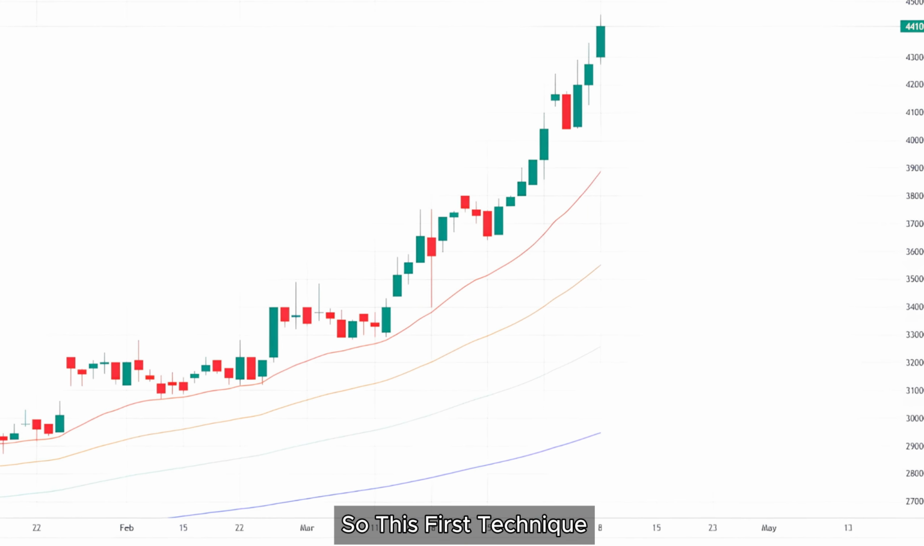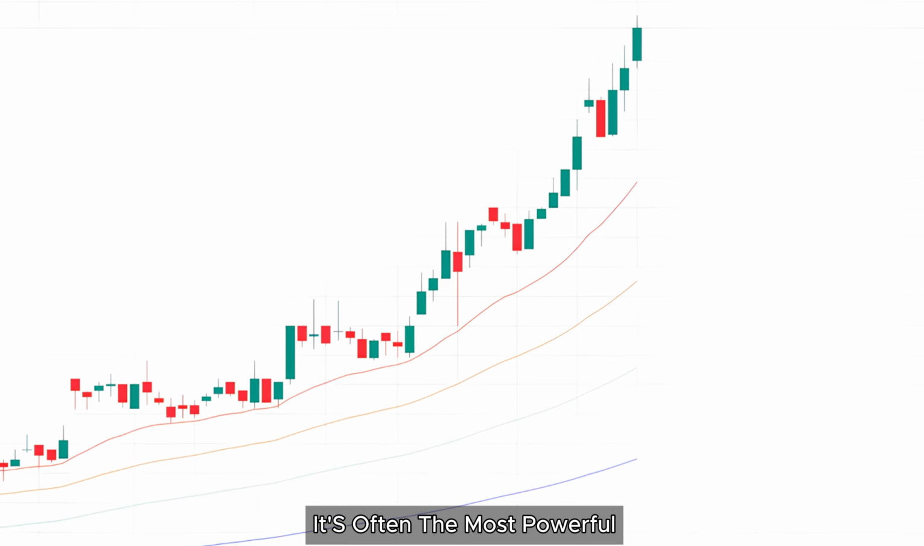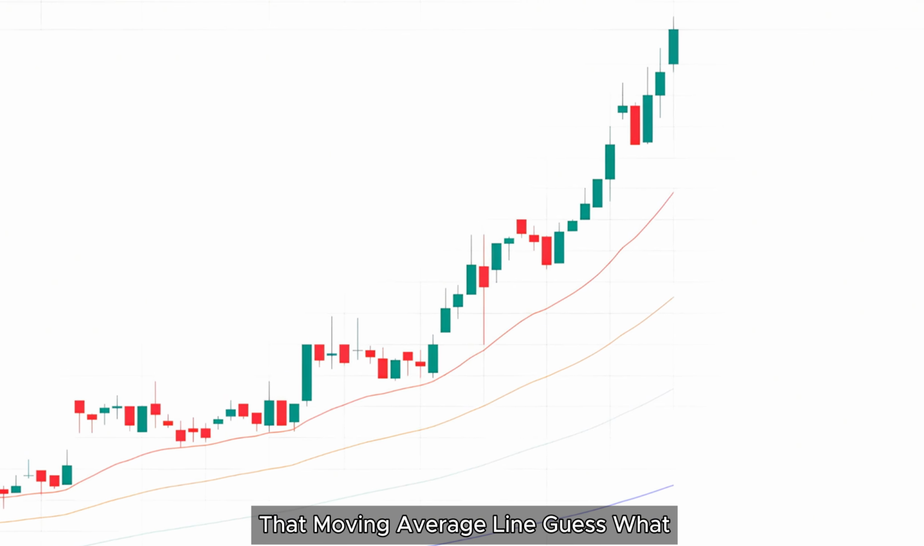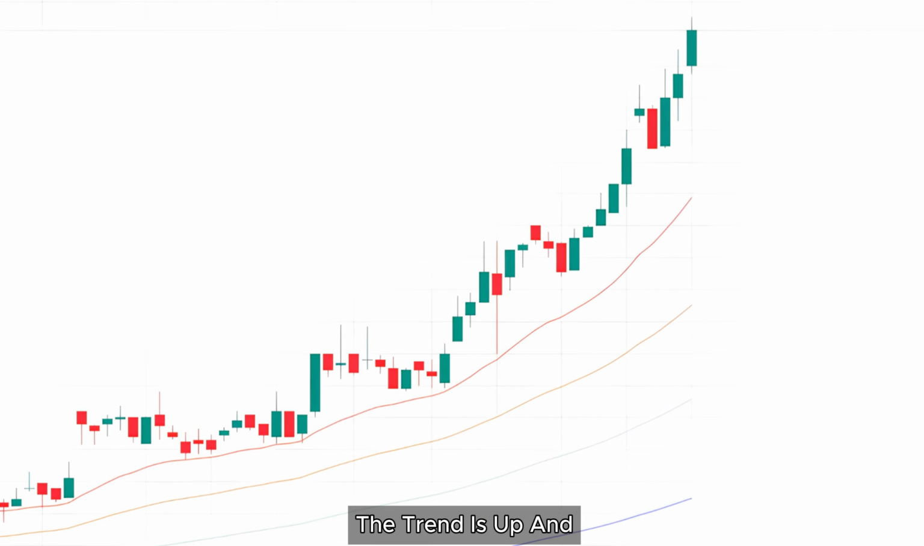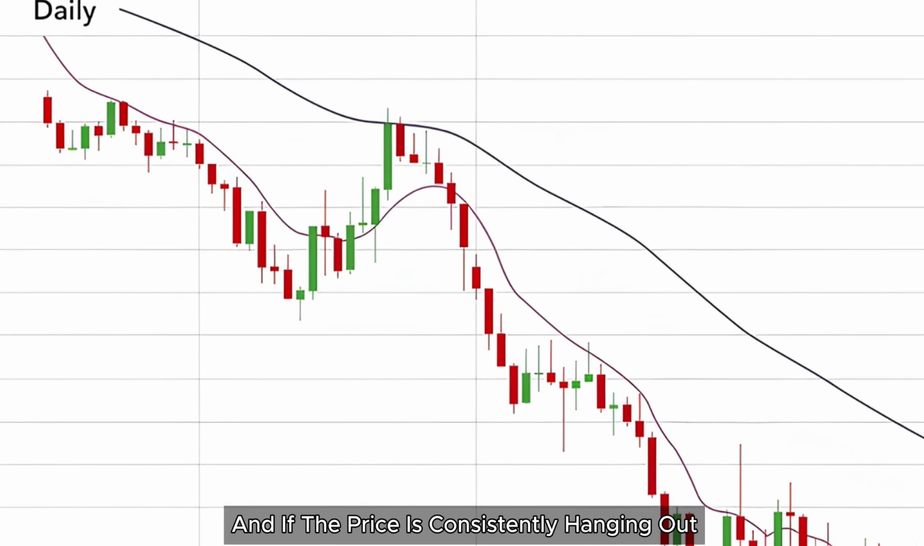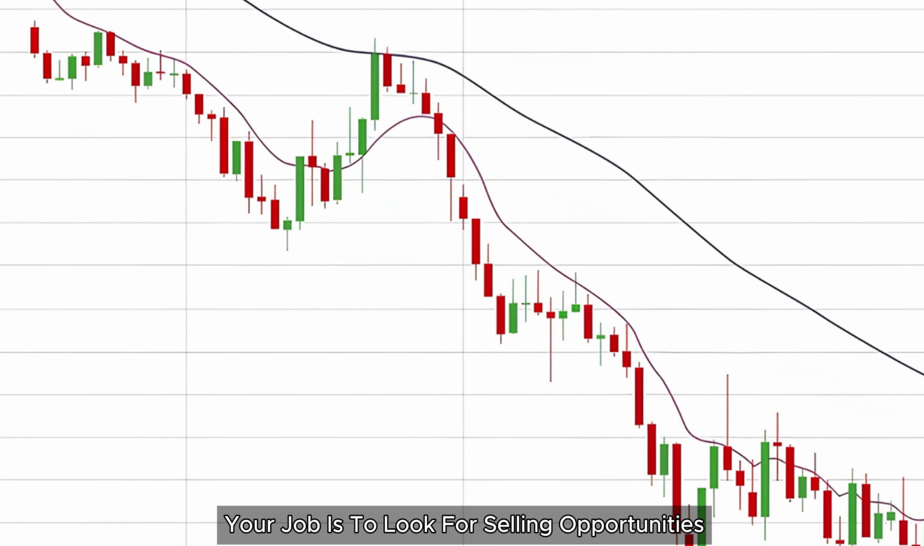So this first technique is the simplest one. And honestly, it's often the most powerful. If the price is consistently staying above that moving average line, guess what? The trend is up. And that means you should be looking for chances to buy. And if the price is consistently hanging out below the line, the trend is down. Your job is to look for selling opportunities.